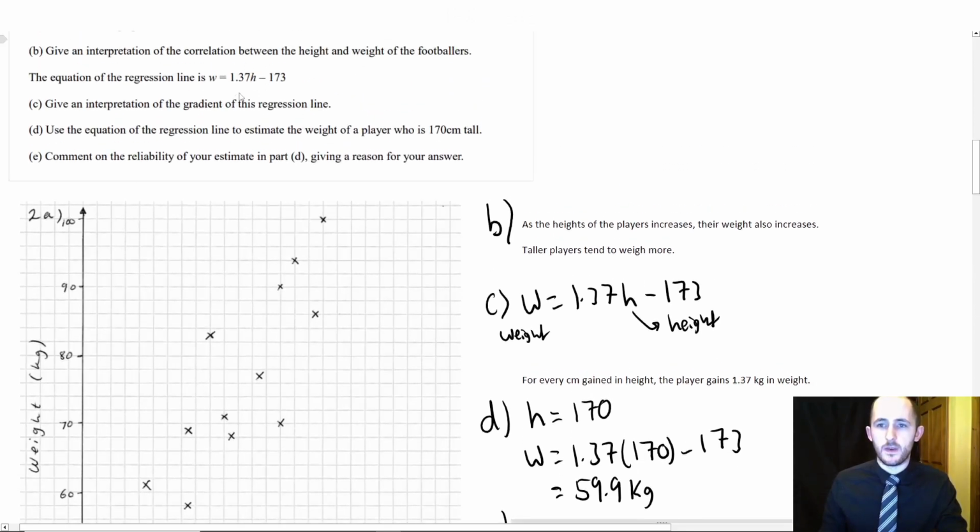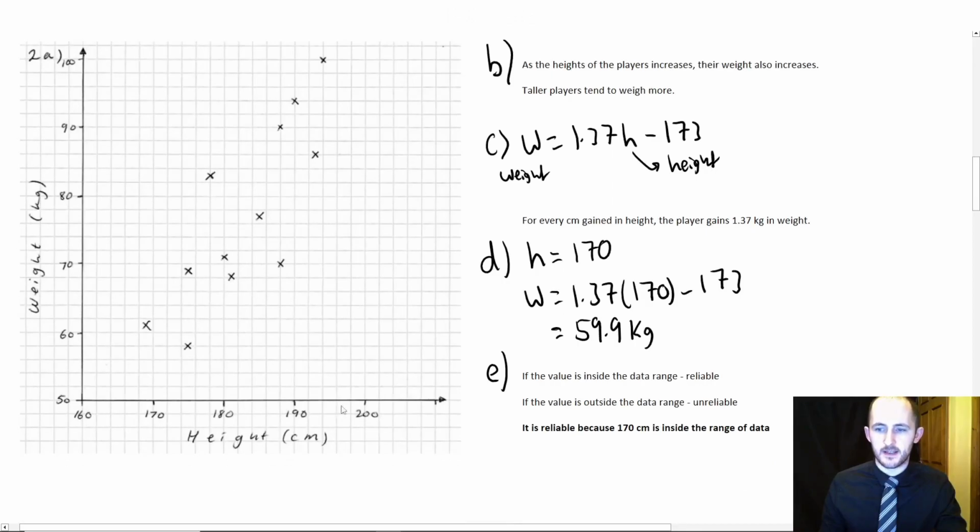If the value that you substituted in is inside the data range, it's a reliable estimate. If it's outside, it's unreliable. So in this case, we subbed in 170 centimetres. Now, if I look at my range of data, I go from 160 centimetres to 200. So it is reliable. If they asked me for 210 centimetres, or even 150 centimetres, those are not reliable because they're not on the graph. Okay? So that's all you have to remember. If it's inside the range of values, then you're fine. If it's outside, then you're not fine. And again, you're only looking at the value that you're actually substituting in.